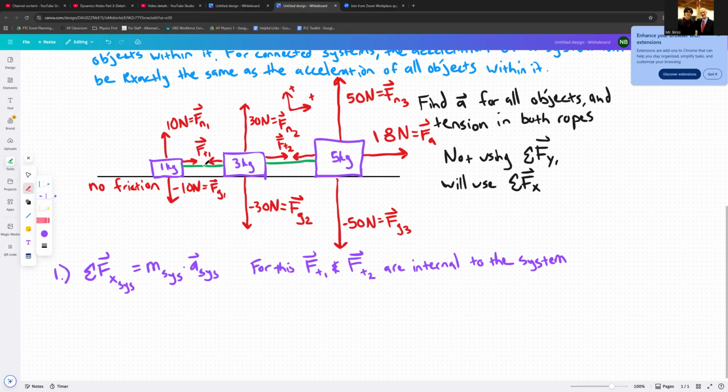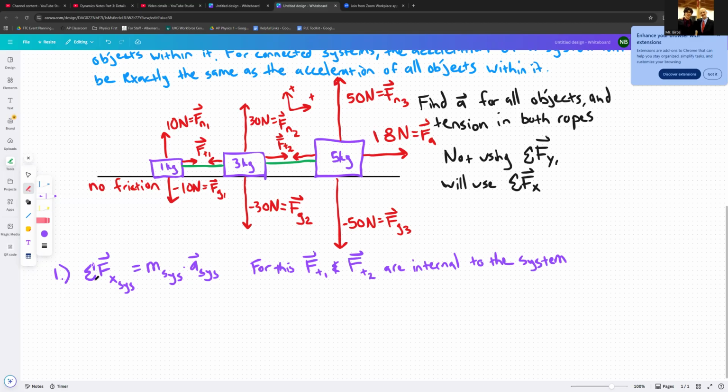They are from objects outside of the system, like gravity from the earth, normal force from the floor, applied force from the person pulling them. But tension is internal. So what does that do here? It means we don't yet know the force of tension.